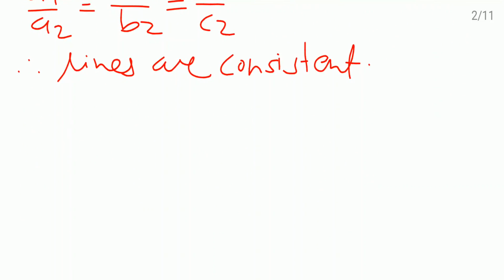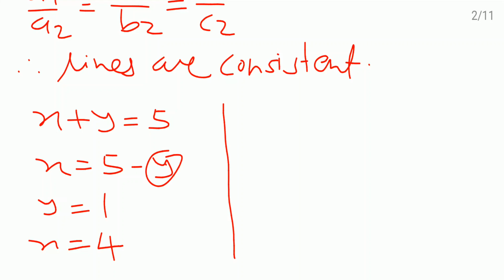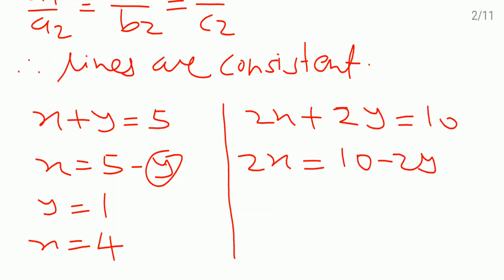Graph for the equation, this one, x plus y is equal to 5. I can write down x is equal to 5 minus y. And here easily you will get the solutions. If y is equal to 1, you will get x equal to 4 because 5 minus 1 will become 4, and so on. Okay. Now second equation you see. Second equation is 2x plus 2y is equal to 10. If I want to write down x equal to, I will write down 10 minus 2y, and here x is equal to 10 minus 2y by 2.